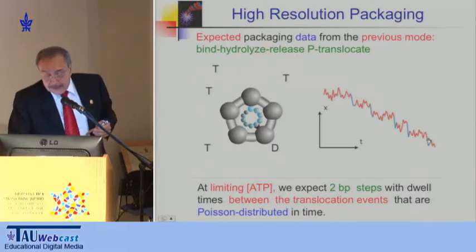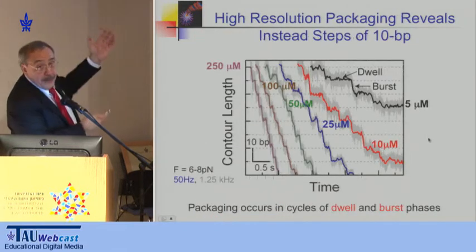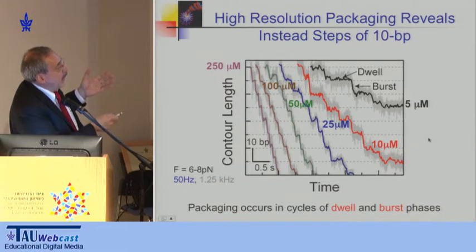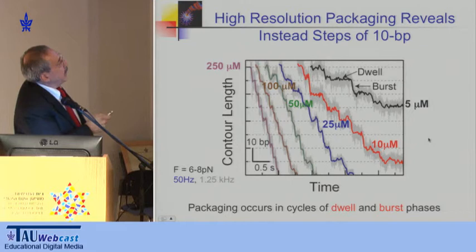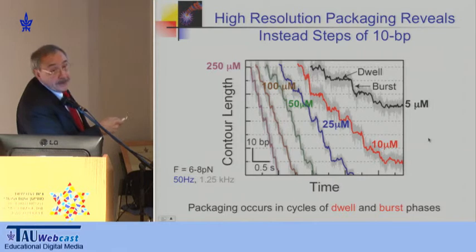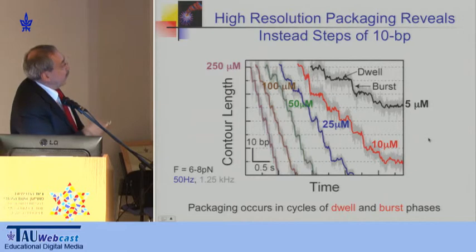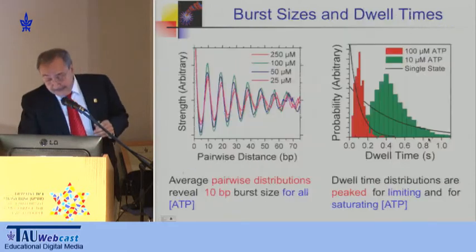Well, we did the experiment, and as often happens, it's one experiment too many for the model. We in fact observed dwell times and bursts, dwells and bursts. But instead of seeing 2 base pairs, what we observe, regardless of whether we are below the Km of the motor or above the Km of the motor, all these curves here, all the way to 250 micromolar, where the Km is about 40 micromolar, is dwell times and then 10 base pairs, and dwell times and then 10 base pairs. So not 2 base pairs, but 10 base pairs. This was quite surprising. We didn't expect that. We still observe the dwells and the bursts, but not 2 base pairs.